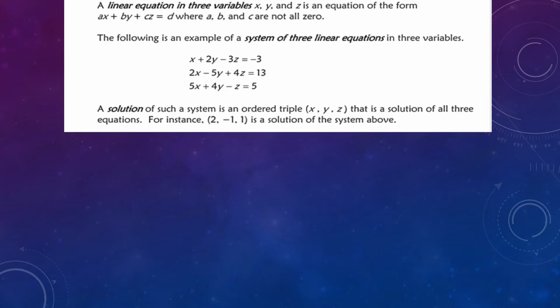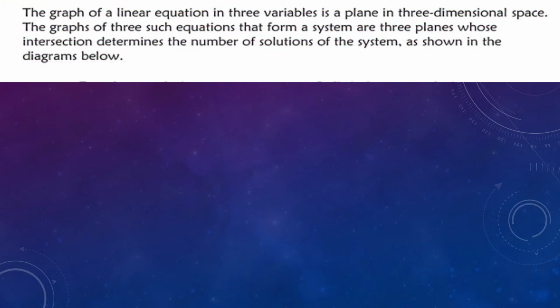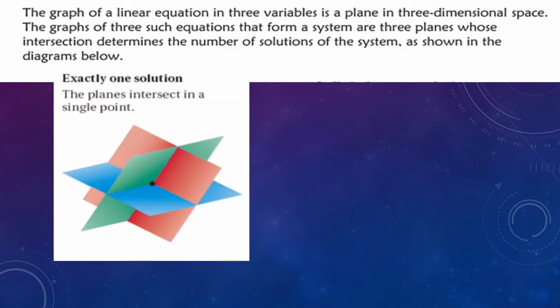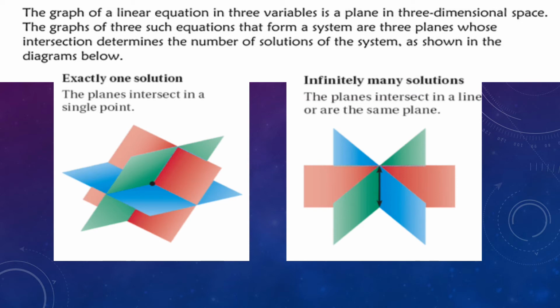This doesn't mean that every system of three linear equations will have one solution. Let's look at others. The graph of a linear equation in three variables is a plane in three-dimensional space. The graphs of three such equations that form a system are three planes whose intersection determines the number of solutions of the system, as shown in the diagram below. If there is only one solution, you'll see clearly here the red plane, the green plane, and the blue plane intersect at one point. Exactly one solution. Then the second diagram will show you planes that intersect in a line or are the same plane.